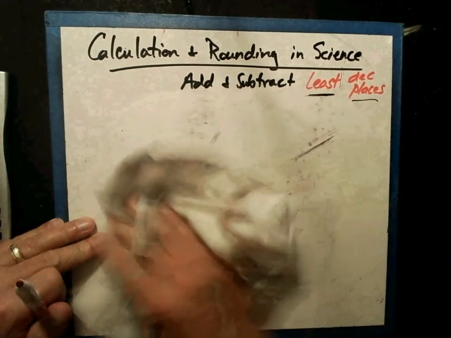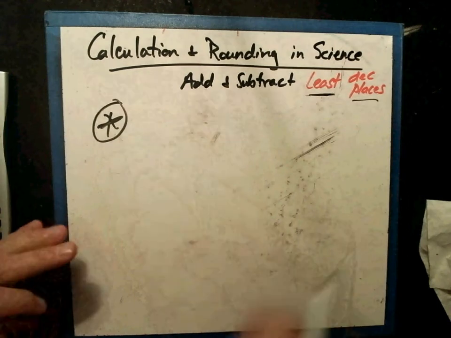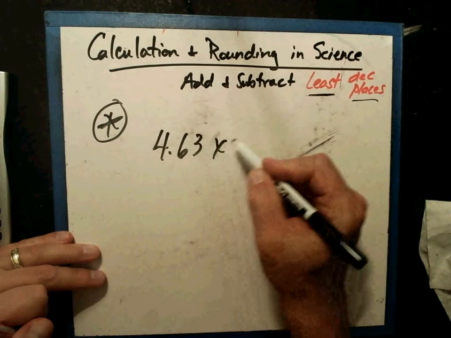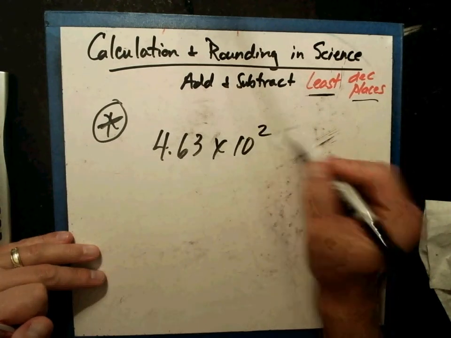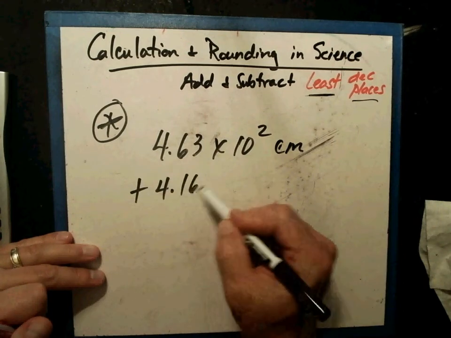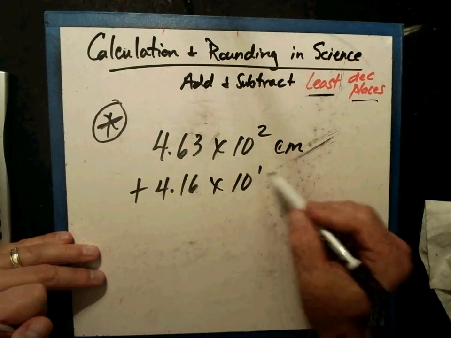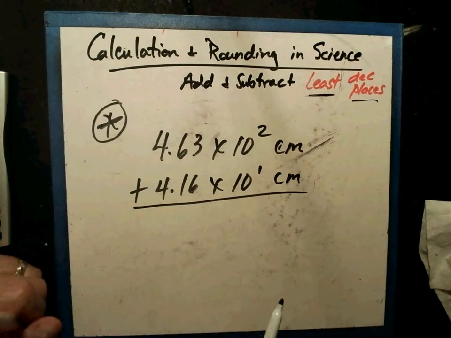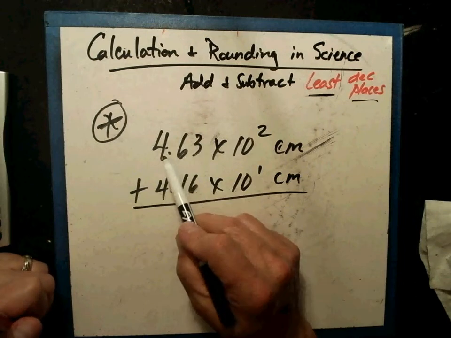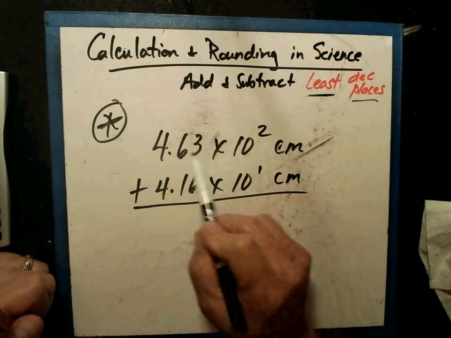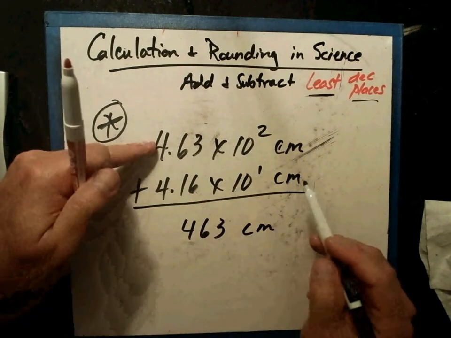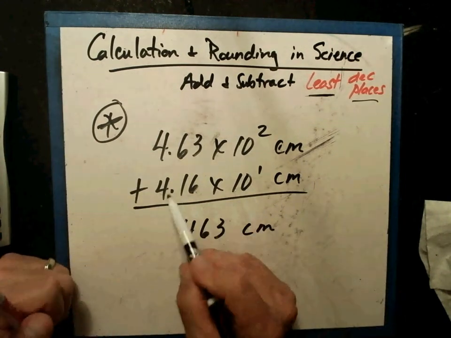Okay? So what happens, here's a hard one, here's a really difficult one. Make sure, and I always put a star just to make it jump out in my notes. Okay? 4.63 times 10 to the second centimeters plus 4.16 times 10 to the first centimeters. Huh? Here's the easiest way to do this. Convert them to their real numbers. Times 10 to the second, positive power, move the decimal 2 places to the right. So this is 463 centimeters. That's what this number is.